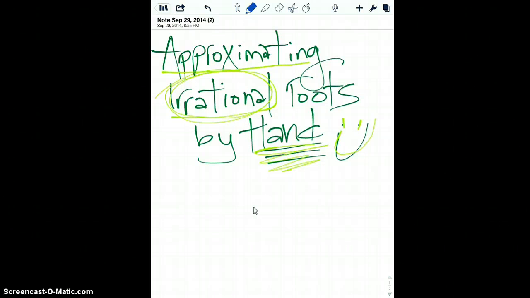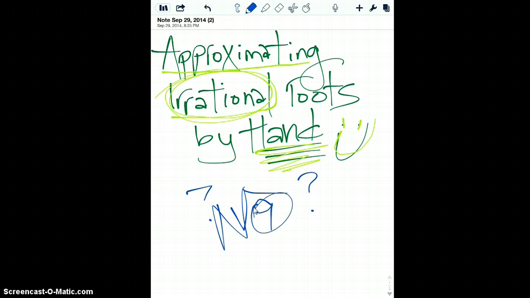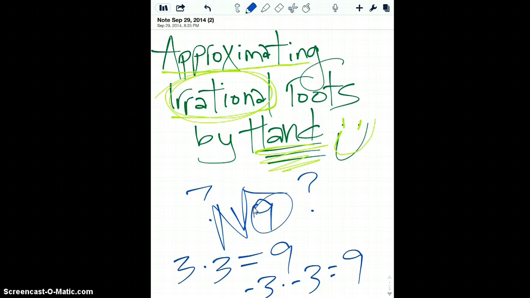Now, you know, irrational roots, if you can think of one off the top of your head, would the square root of 9 be irrational? Think about it. You probably have an answer in your head of yes or no, hopefully. And in this case, no. Why? Because I can think of a number times itself that'll give me 9. I can think of another one, can you? Negative 3 times negative 3 is 9.